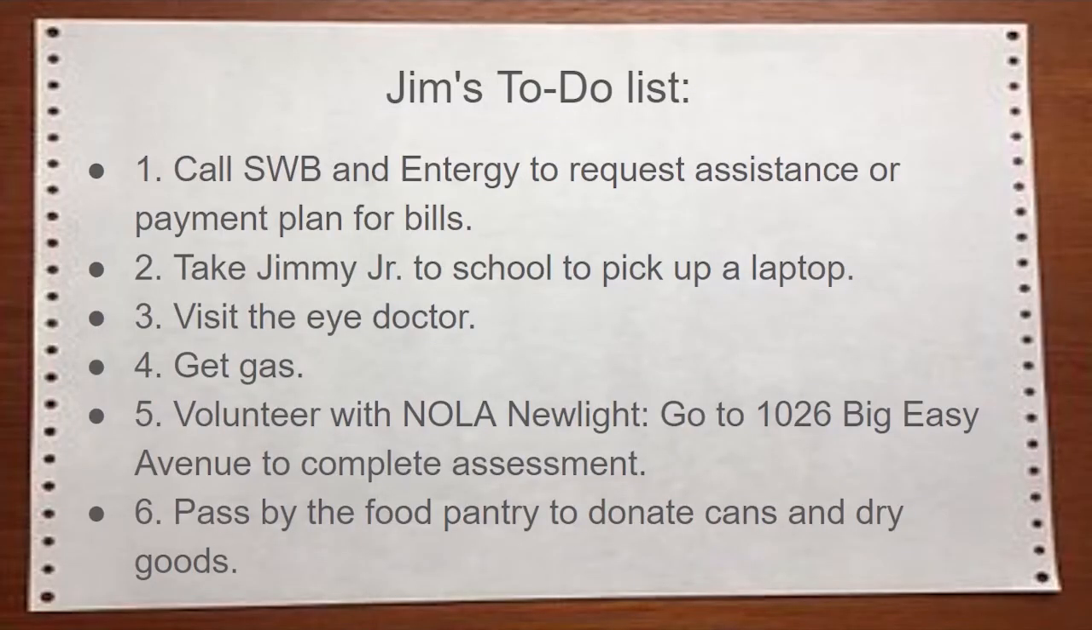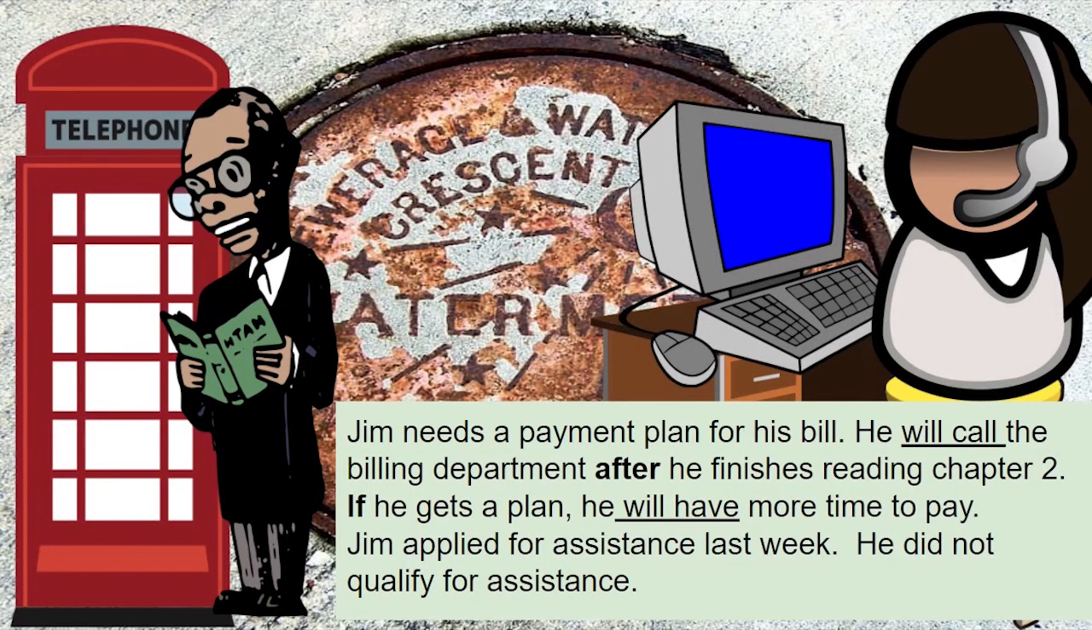Jim's to-do list. He needs to call Sewage and Water Board and Entergy to request assistance or payment plans for bills. He needs to take Jimmy Jr. to school to pick up a laptop. He needs to visit the eye doctor, get gas, volunteer with NOLA New Light, which is to go to 1026 Big Easy Avenue to complete the assessment, and he needs to pass by the food pantry to donate cans and dry goods.